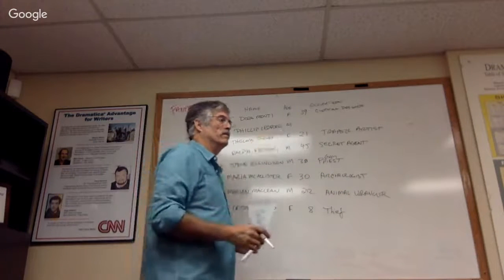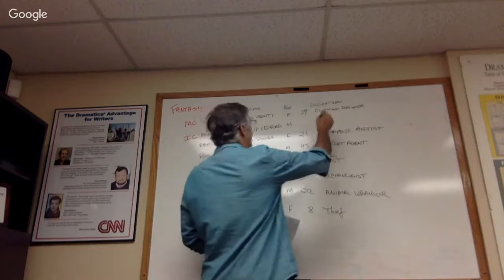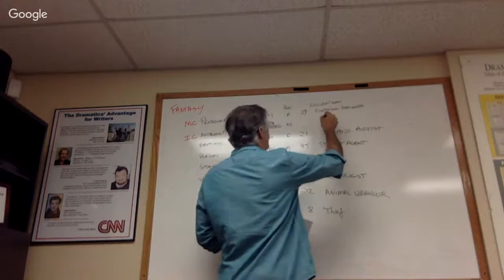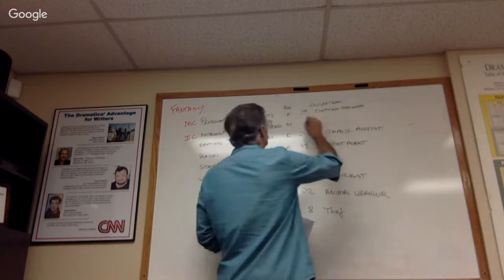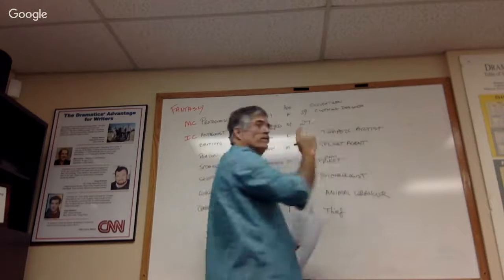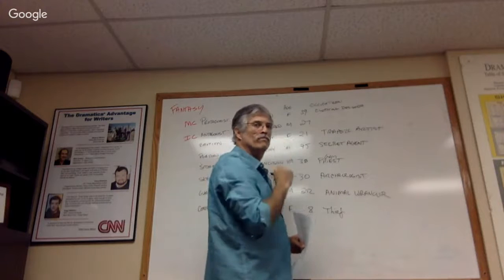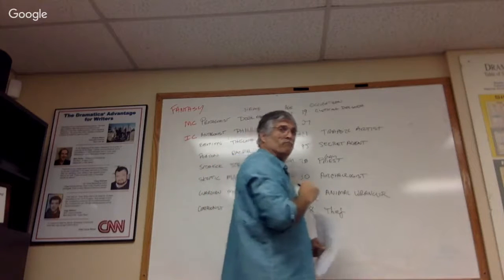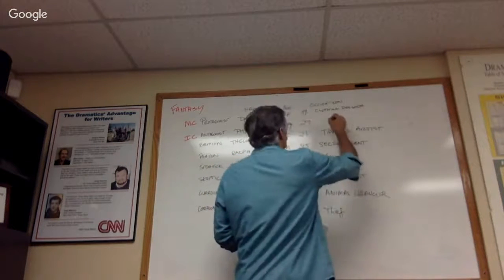All right, Philip Ludford, the antagonist. He's 27, and he is a chef.